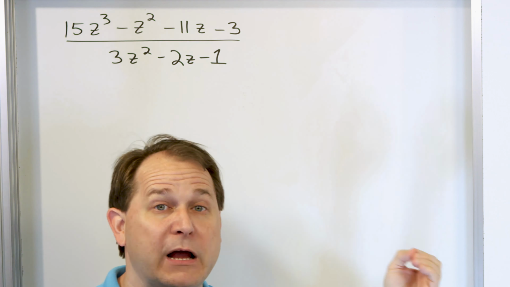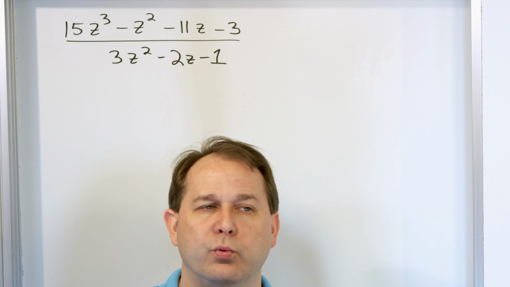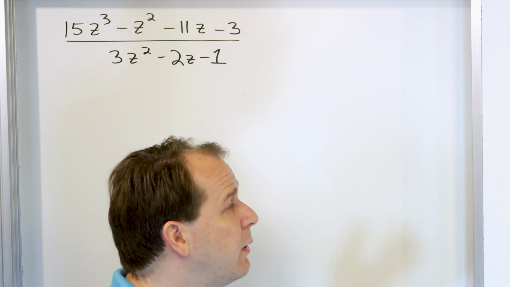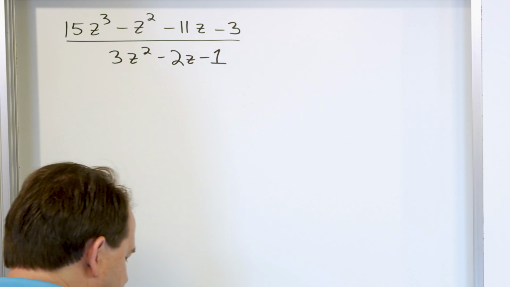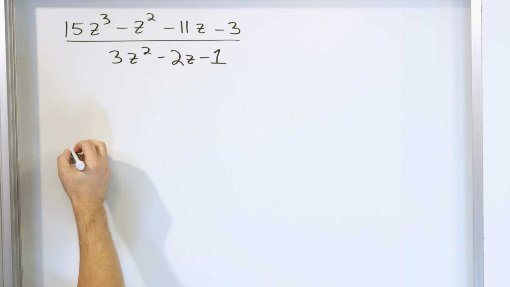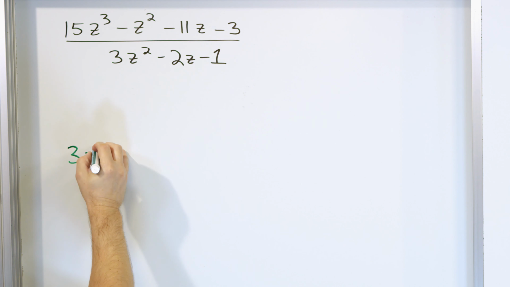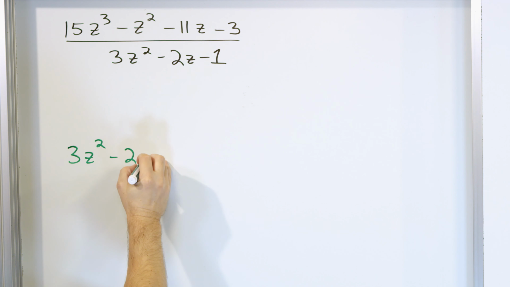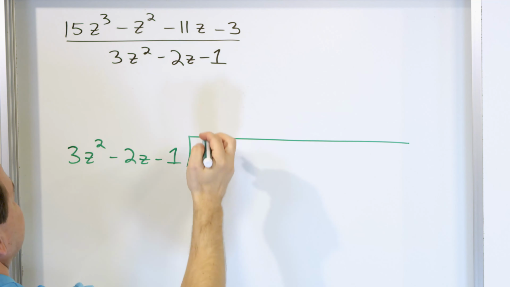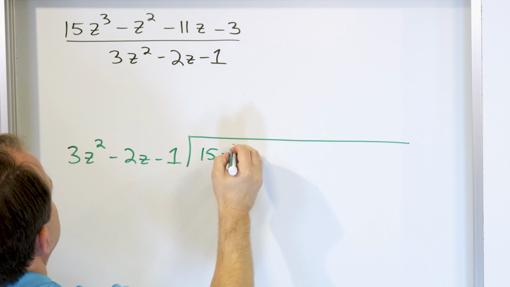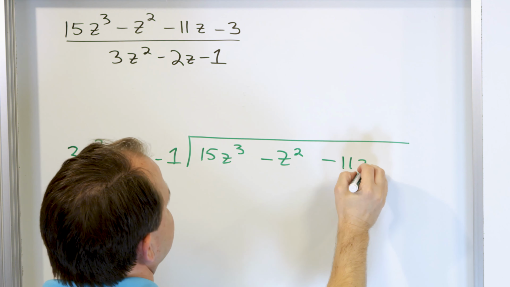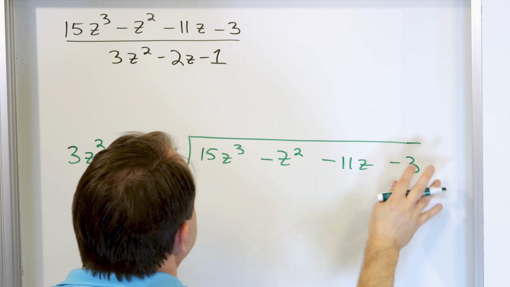You can divide any polynomial divided by any other polynomial. The degree can be very high or very low in both of those locations. But when you have higher exponents, it leads to the problem being a little bit more involved. So for instance, we're going to rewrite this one as we expect. 3z squared minus 2z minus 1. That's on the outside. And on the inside, we're going to have this thing, 15z cubed minus z squared minus 11z minus 3. All right, so we give ourselves some space.